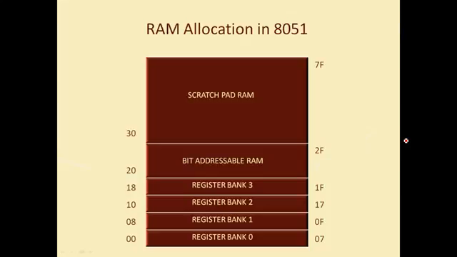So this is what I said. From 00 to 1F, these are four register banks, from 00 to 07, and then 08 to 0F, and so on, banks 0, 1, 2, 3, and then from 20 to 2F bit addressable RAM, and the remaining part is scratch pad RAM.